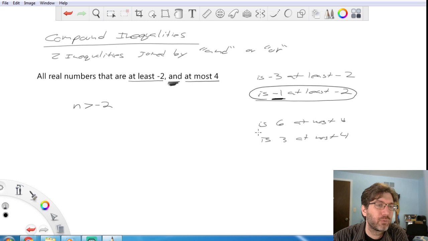I'm getting confused by my wording now too. Is 6 at most 4? I believe it's going to be that one. That one makes more sense to me right now. Is 3 at most 4? Right? It can't be more than 4 is what it's going for. So here n has to be less than 4.